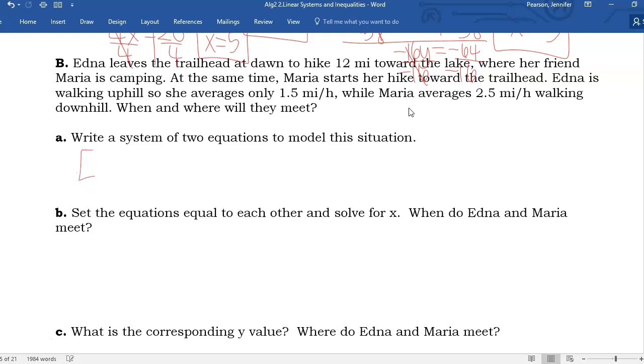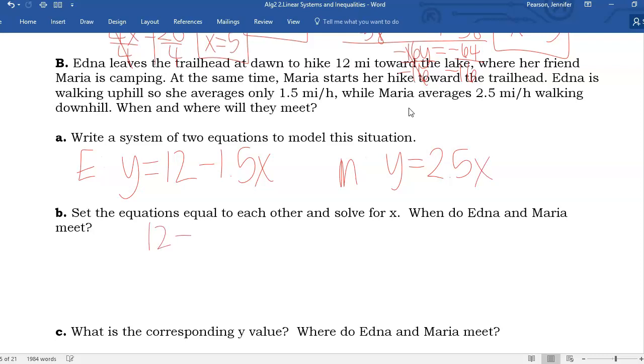So let's go, Edna. Edna starts at 12 miles away, and she's walking toward the lake. Bam. Maria is at the lake, so we'll say her intercept is 0, and she's walking away from it, so her distance is increasing with a positive slope. Bam. Okay? Let's set the equations equal.